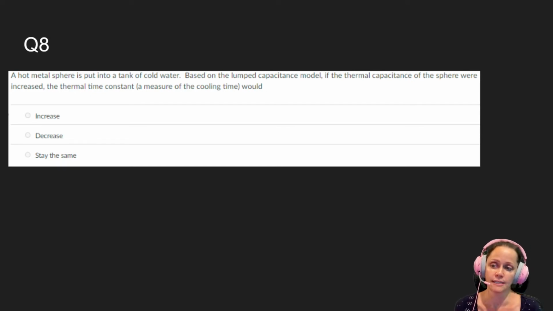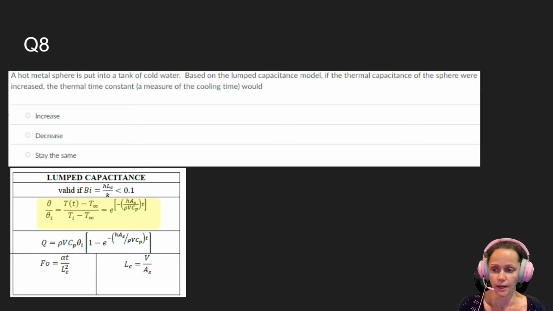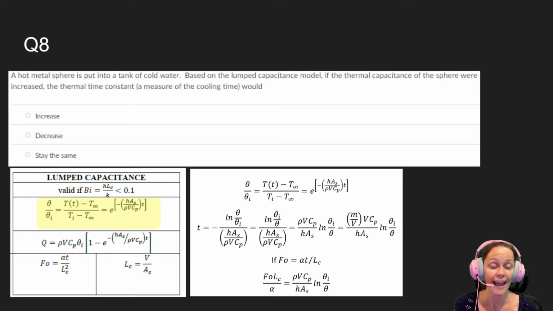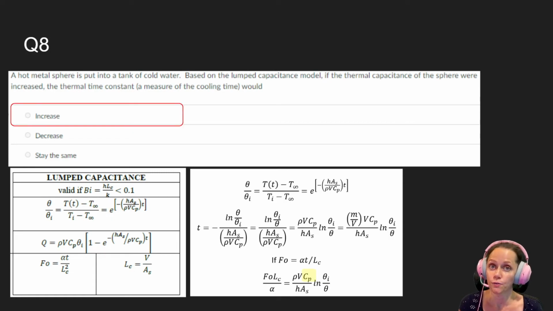The thermal time constant that they refer to is the dimensionless time, it's the Fourier number. So again, taking that lumped capacitance equation, solving for t, and then getting that t in terms of the Fourier number. So t is the Fourier number times the characteristic length over the thermal diffusivity. And so you can see as that specific heat would increase, the Fourier number would also increase. So a little bit of roundabout reasoning, but yeah.